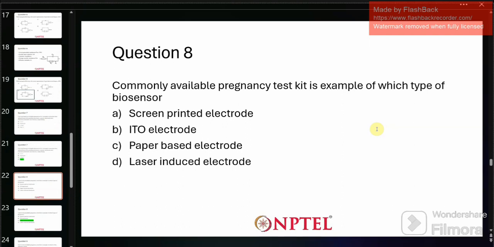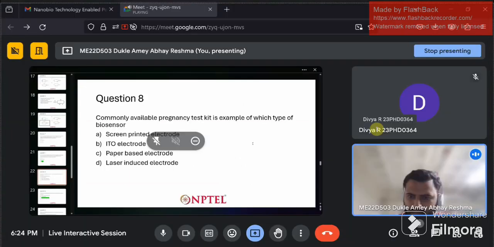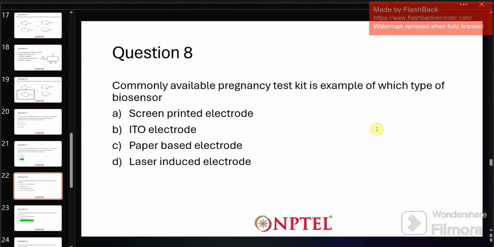This is again a very simple question. Commonly available pregnancy test kit is an example of what type of biosensor? Screen printed electrode, indium tin oxide electrode, a paper-based electrode, laser-induced electrode. Basically, a pregnancy test kit has a nitrocellulose type of membrane on which the entire test kit is based. So what do you think will be the answer? Yeah, it's a fairly simple answer. It is a paper-based electrode.